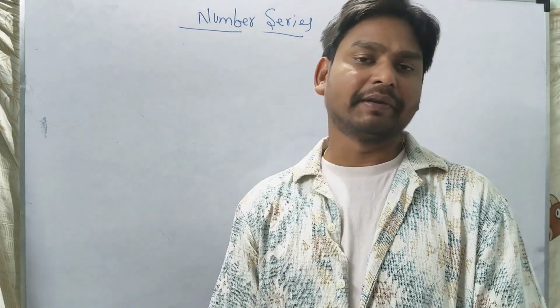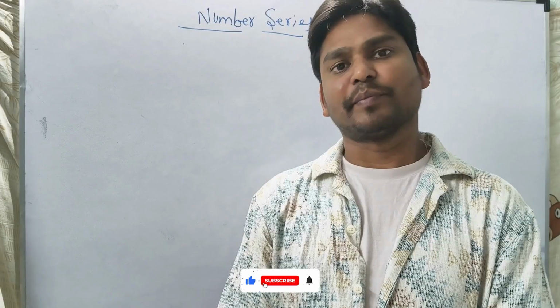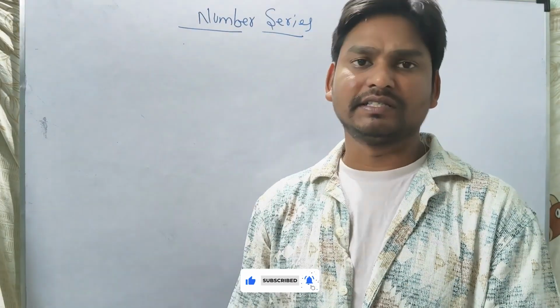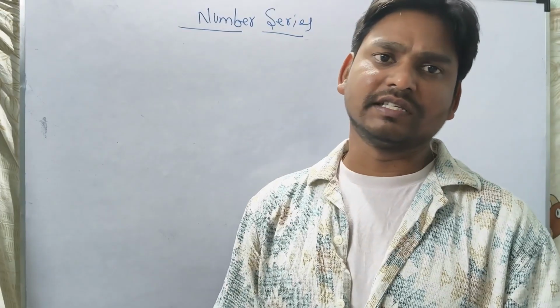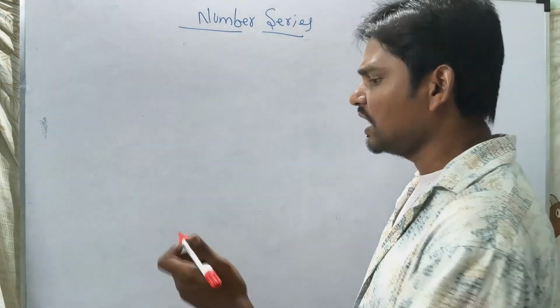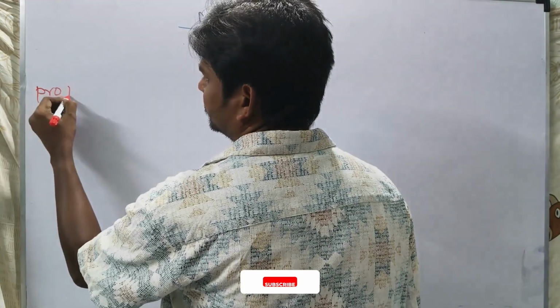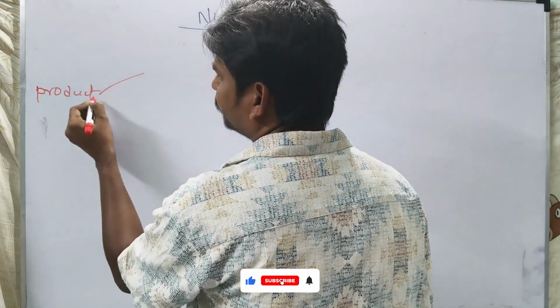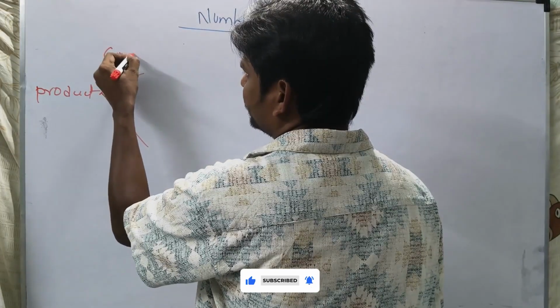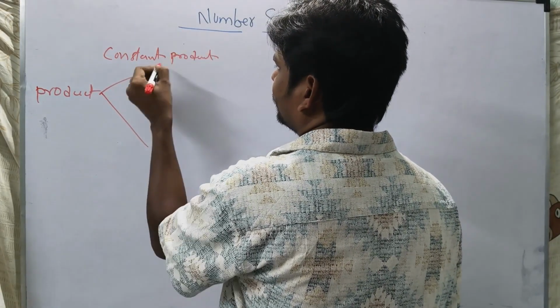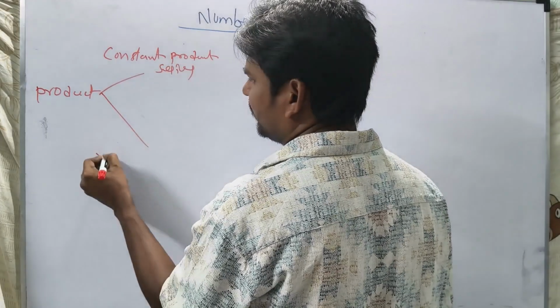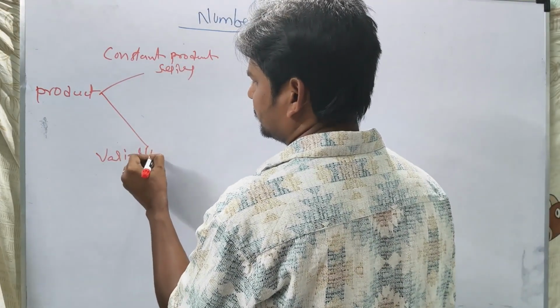Clear? Okay, next we will move on to the next model, that is multiplication series, another way you can say product series. Simply, in this we are discussing arithmetic series. Up to now we discussed addition series and difference series, nothing but subtraction series. Now we will move on to the multiplication series or product series. Here also we have two different ways. One is constant product series, yes or no? Another one is variable product series.